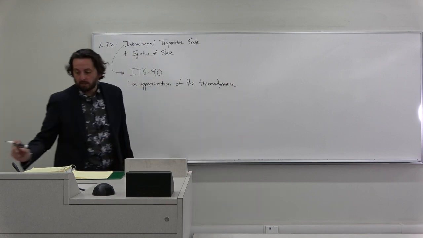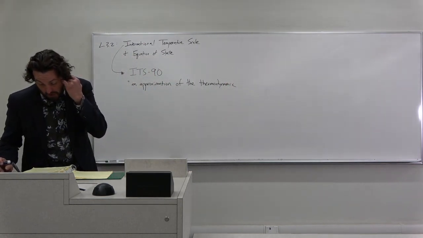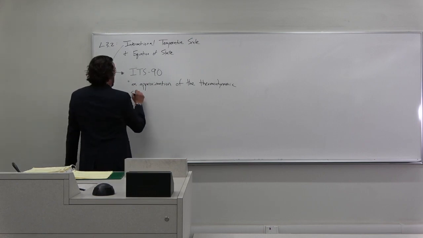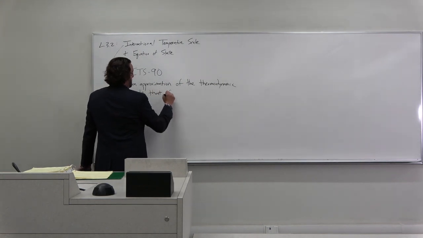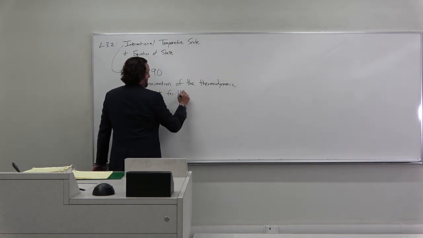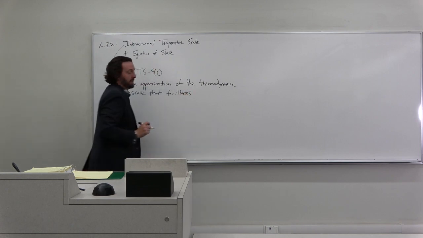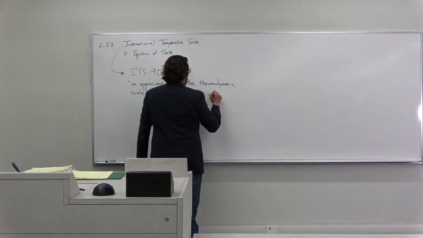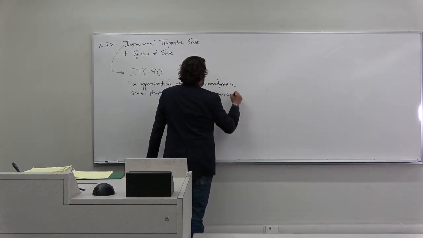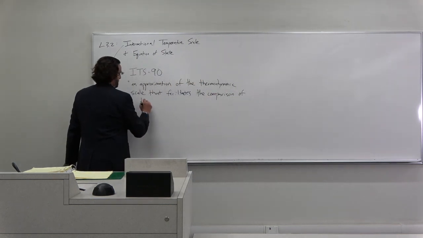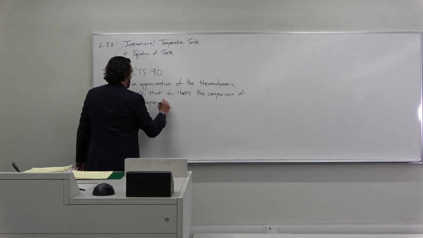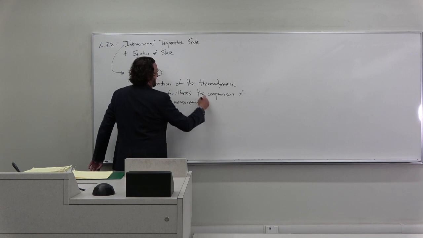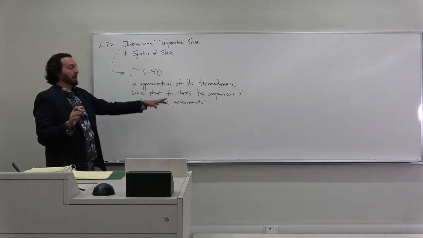Can't read my handwriting. What's the next word? The thermodynamic, I don't know, scale, I guess. Scale that facilitates the comparison of temperature measurements. I like that. So it's an approximation of the thermodynamic scale, but it actually facilitates comparison of temperature measurements.